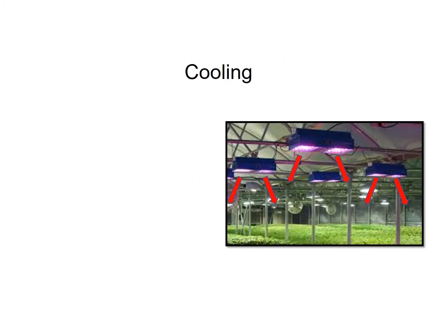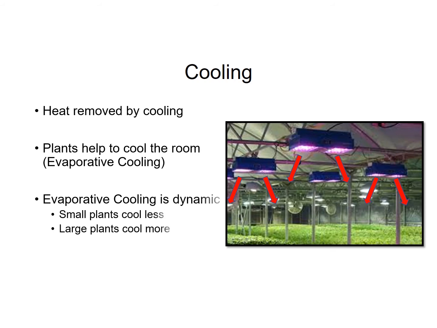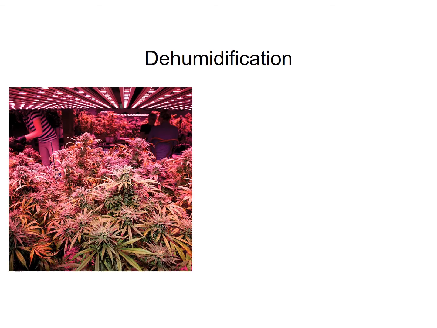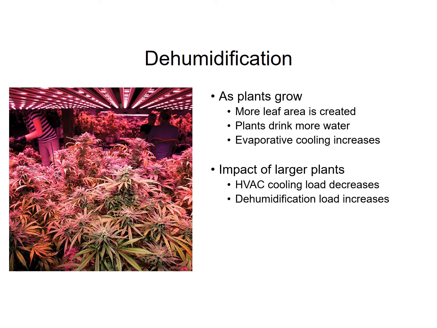Due to the high intensity of lighting required for controlled environmental agriculture, most indoor plant environments have a high cooling load when plants are smaller and very limited dehumidification required. As the plants grow and have more leaf area, the rate of transpiration increases. The water in the plant turns from liquid to vapor, cooling the plant, which in turn cools the room and offsets some of the heat load from the lights. 2 things happen. The overall cooling load decreases and the dehumidification load increases.